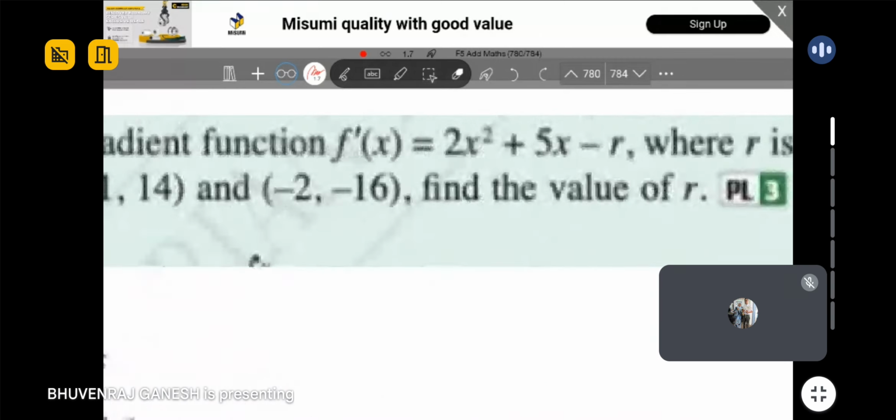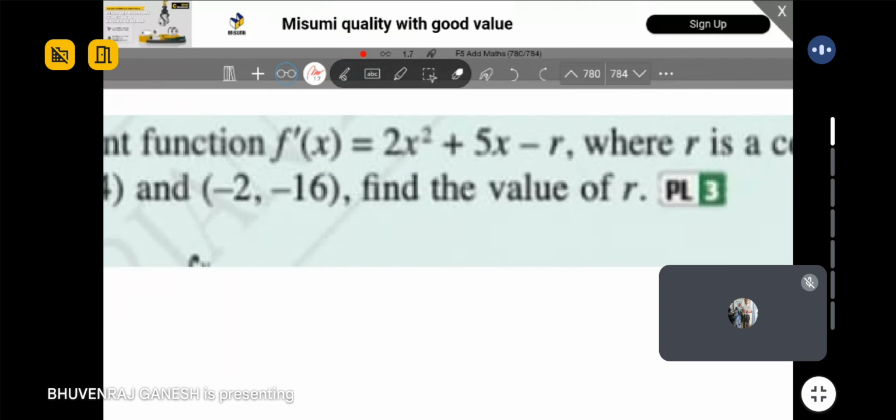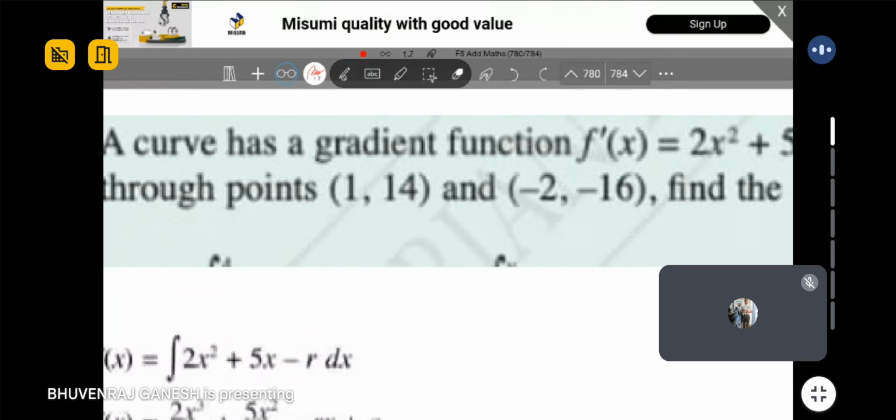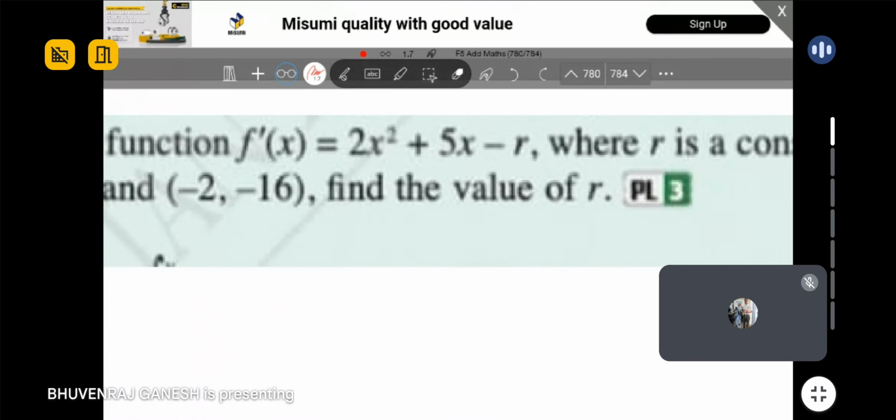Okay. So the question is like this. They give you this function. Ini adalah fungsi yang diberi. Question is to find the value of R. Okay. So how to do this, guys? How am I going to get the R?